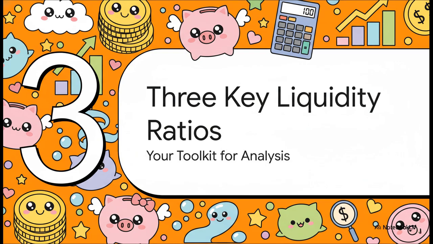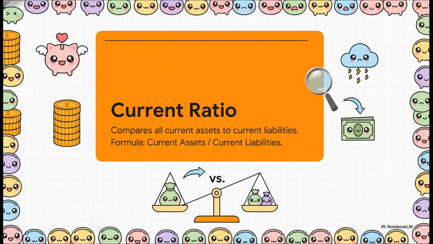All right, time to open up the toolkit. Let's break down the three most common liquidity ratios that you are definitely going to see out there. So first up is the current ratio. This is kind of the big picture view. It takes all of your current assets, basically anything you own that you can turn into cash within a year, and it compares that to all your current liabilities, everything you owe in that same year. It gives you a really broad sense of where you stand, but keep in mind what's considered a good number can really change from one industry to another.